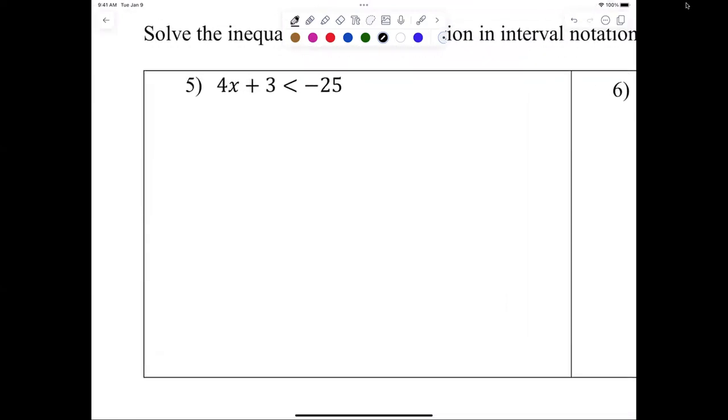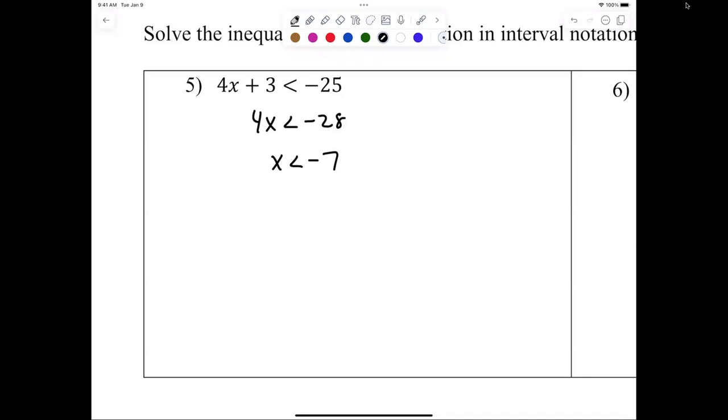Number 5. Now, everybody should be good at this now because it's the same thing as yesterday. Nothing is different. What do I have to do first? Subtract 3. So I have 4x less than -28. Divide by 4. X is less than what? -7. Now visualize less than -7 means you're going to where? Going to the left, which means you're going to negative infinity. That is correct.